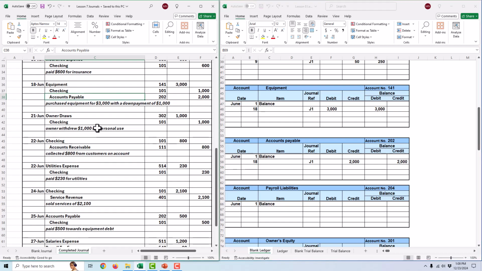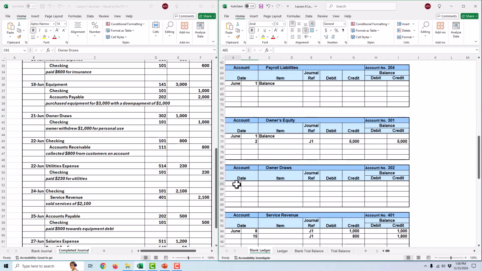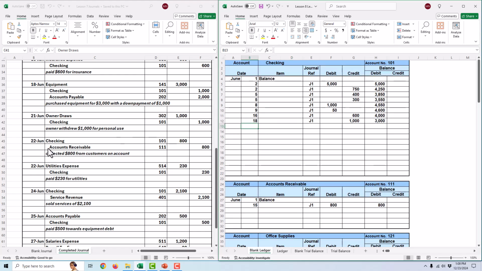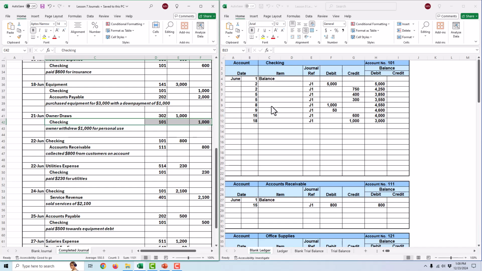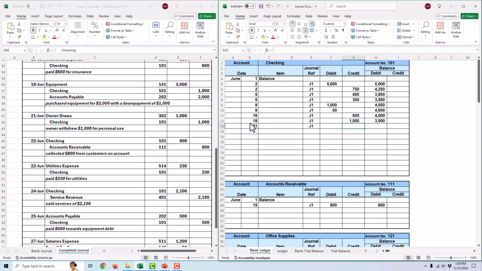Okay, let's go to the next one. This was a debit to owner draws. The owner took money out of the business, so I would put that in owner draws. There's no prior balances, so the balance would also be a $1,000 debit. And then I would also put that in the checking account. It was a credit to checking. And then we'd go to the next one.